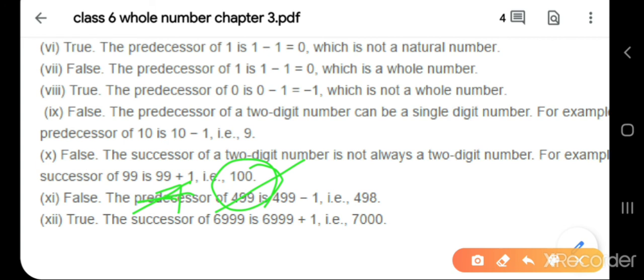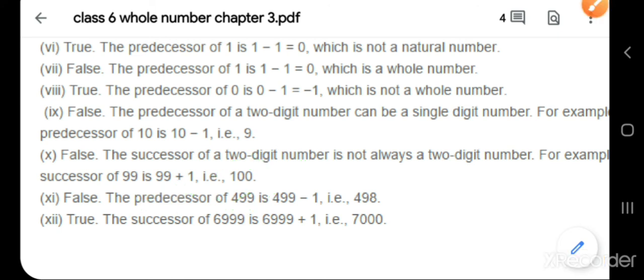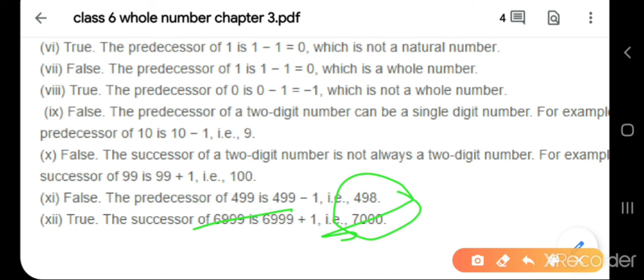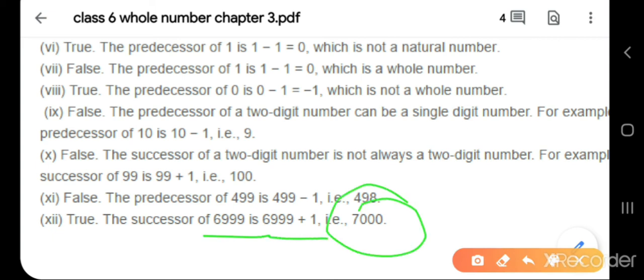Next one: 500 is the predecessor of 499. No, a predecessor can never be greater than the given number. A predecessor is always less than the given number. The predecessor of 499 is what? 498. So the given statement is false. Let's see the next question. 7000 is the successor of 6999. Yes, absolutely, because when we add 1 to 6999, we get 7000. So the given statement is right.